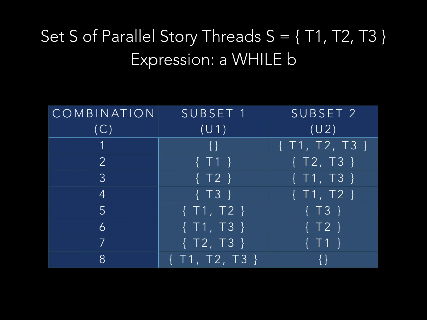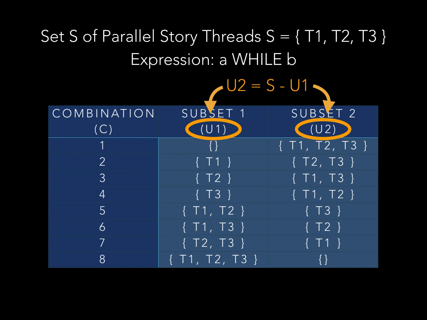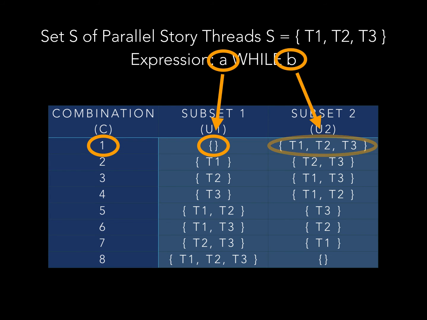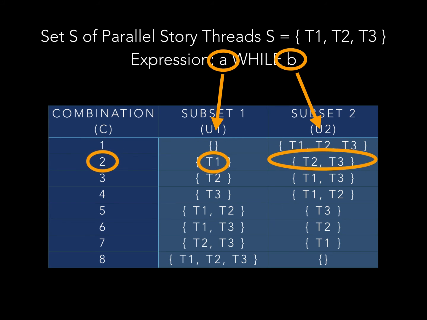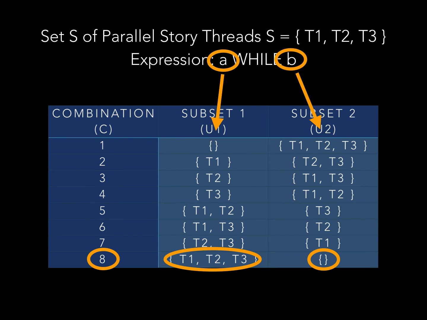In mathematical set theory, the set of all subsets of S is defined as the power set of S. Notice that U2 is, by definition, always the complement of U1 in S. The algorithm then begins with C equals 1, evaluating the operand A against U1 and B against U2. If the result of both evaluations is true, then a match was found and the algorithm is finished. Otherwise, it continues with C equals 2, C equals 3, and so forth until it reaches C equals 8.